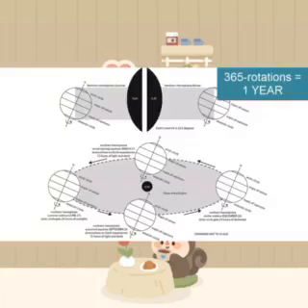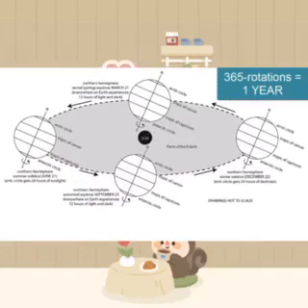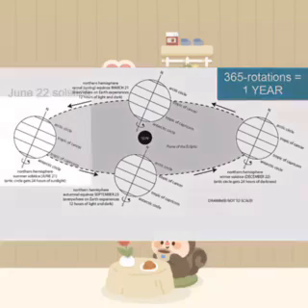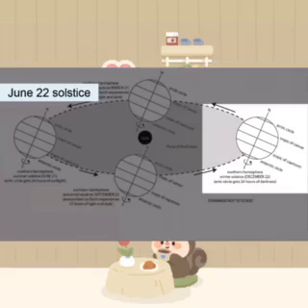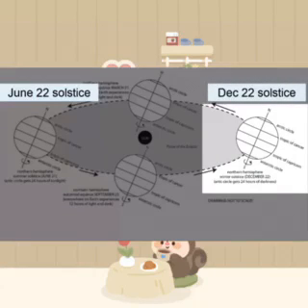Let's return to the tilted axis of the Earth. As the Earth orbits the Sun, it goes through 365 daily rotations, while the axis maintains its tilt. On the June 22nd solstice, the tilt causes the North Pole to face towards the Sun, while the South Pole faces away. When the Earth's orbit takes it all the way around to the December 22nd solstice, the North Pole is now tilted away from the Sun and the South Pole towards.